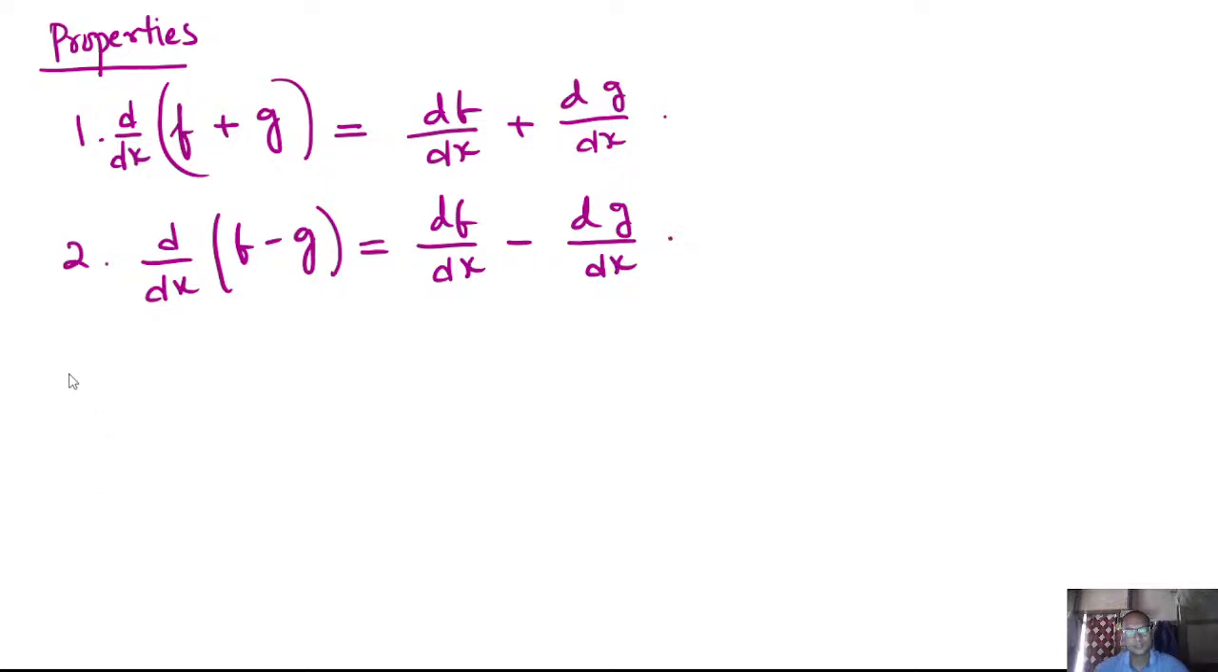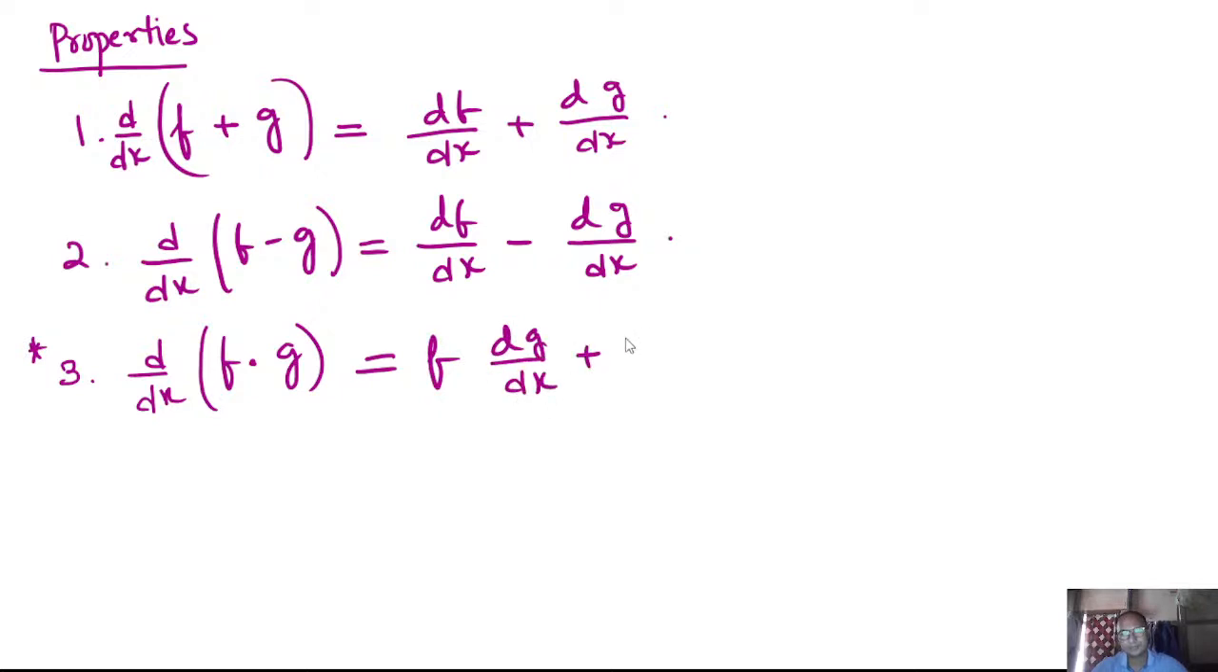Right now the important part is number third and number fourth. When functions are in a product, how to differentiate f into g: take f as it is, then dg by dx, plus g as it is and df by dx. Differentiate one function, keep the other, and vice versa.